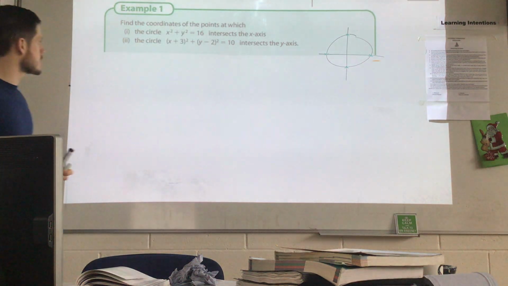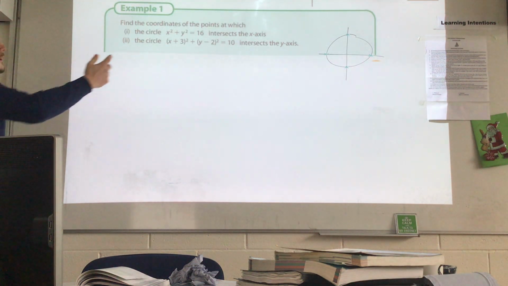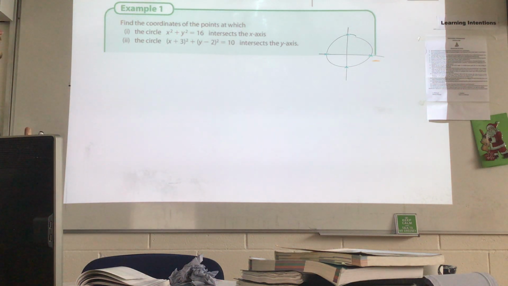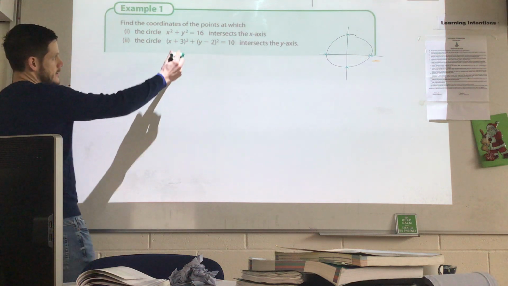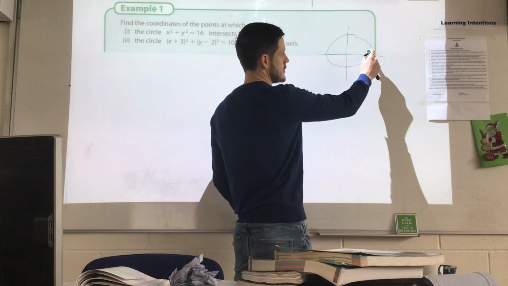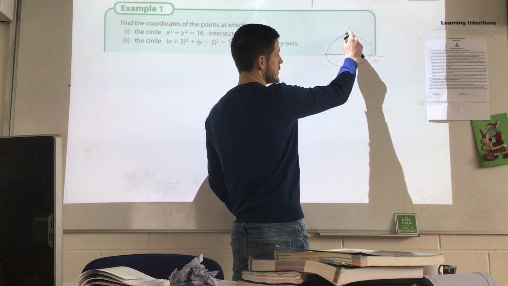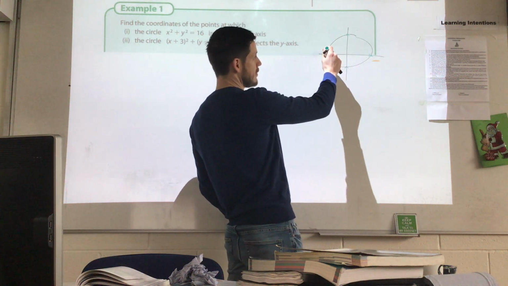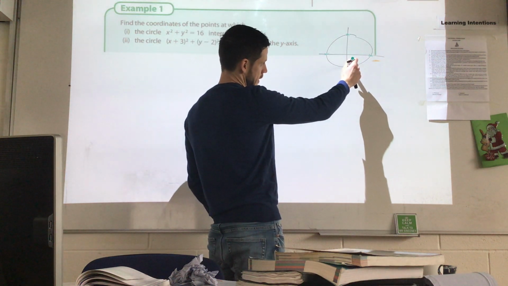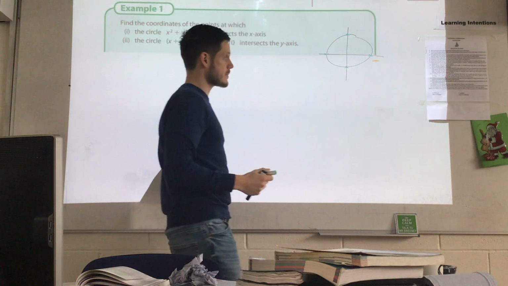So the first one we're going to look at here is we're given an equation of a circle, x squared plus y squared is equal to 16. So what we know is that x squared and y squared means the centre is 0, 0, and we know the radius is going to be equal to 4. So you can actually do that in your head. If you know the centre is 0, 0, you can go out 4 here, and that's going to be 4 and 0. You can go up 4 here, so it's going to be 0 and 4. You go back 4 here, minus 4 and 0, or you go down 4 here, so it's going to be 0 and minus 4.